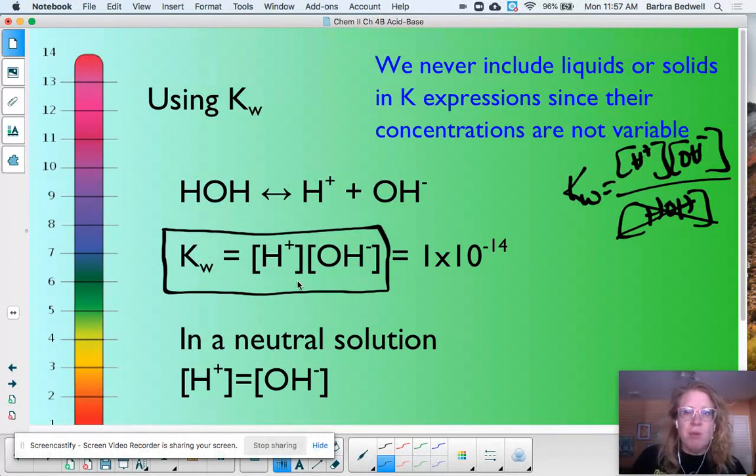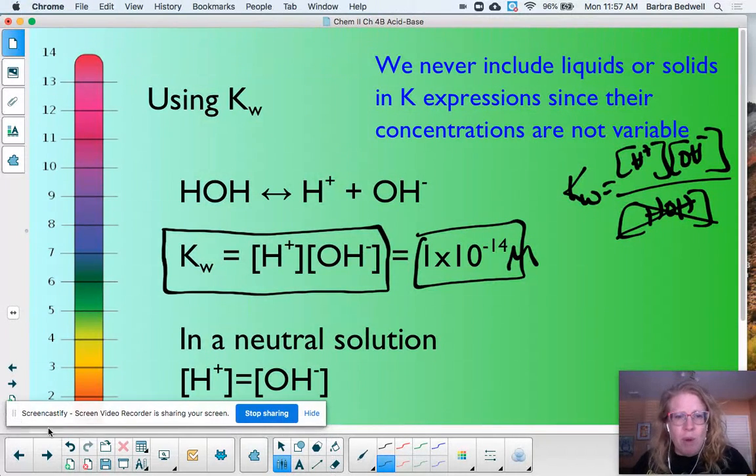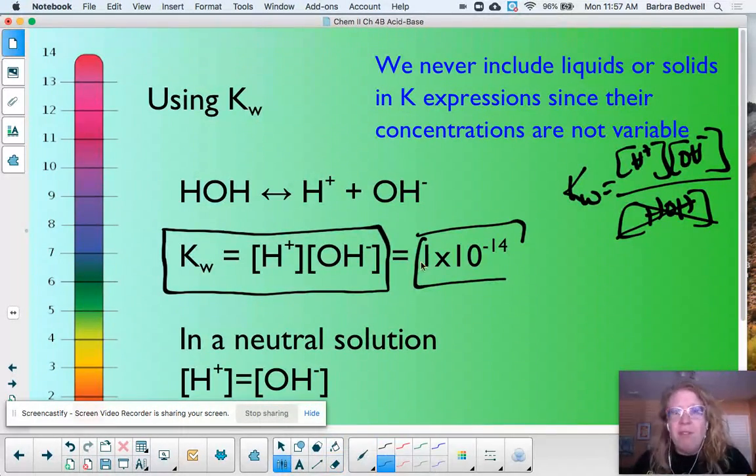And it turns out we know the value for this. Here it is right here. It's a super small number, 1 times 10 to the minus 14th molarity. But in terms of the amount of water that does this, for the most part water stays as water, and only a very, very tiny amount actually ionizes into the H plus and OH minus form.